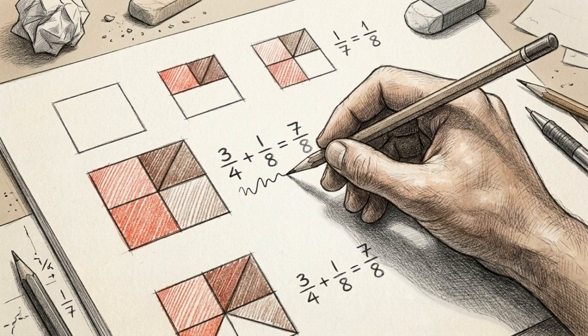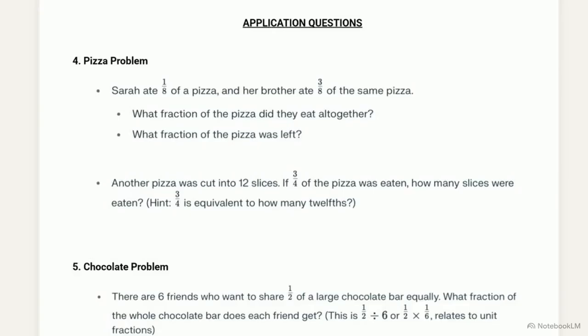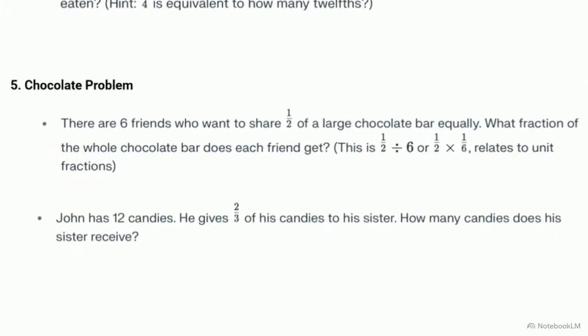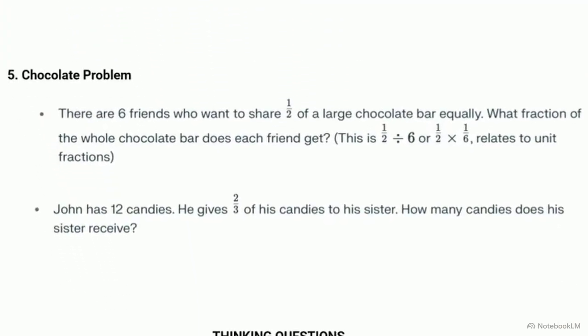Moving to the application section, the pizza problem asks what fraction of the pizza was left. The word left is your cue. It mandates a subtraction operation, requiring you to pull the pieces eaten from the total whole, which in this case is 8/8. The chocolate problem introduces another crucial translation rule. When a problem asks you to find a fraction of a set, like finding 2/3 of John's 12 candies, the word of tells you to multiply.